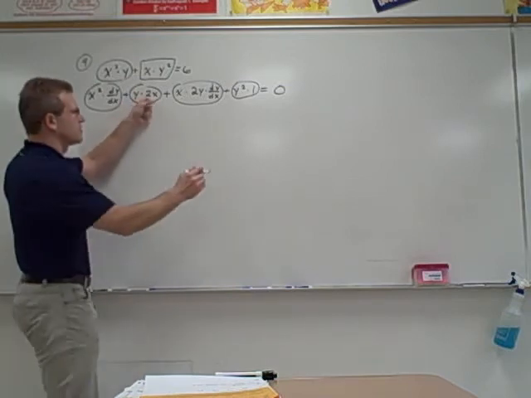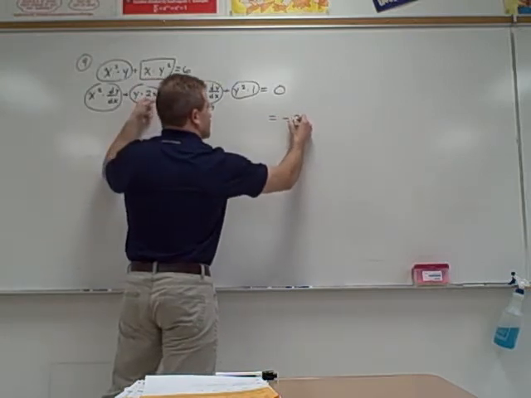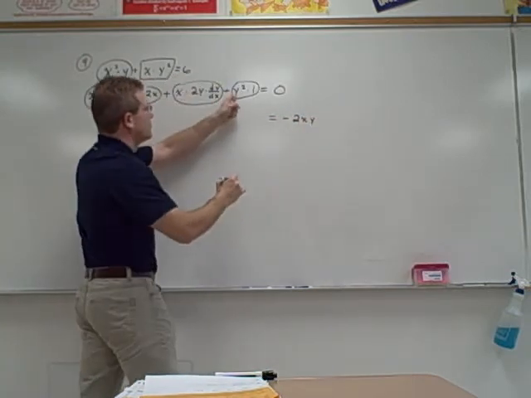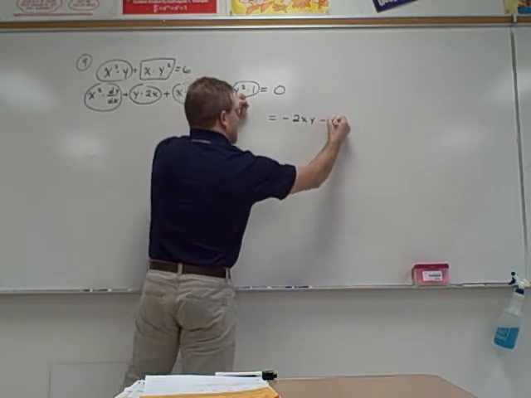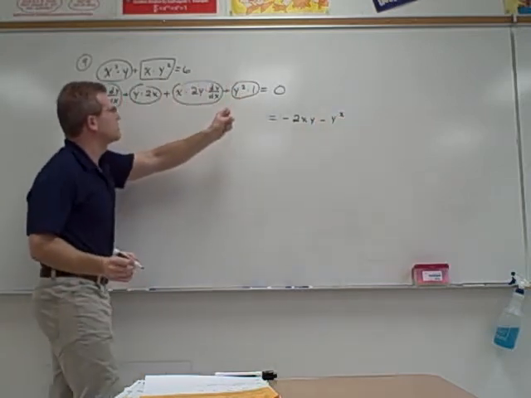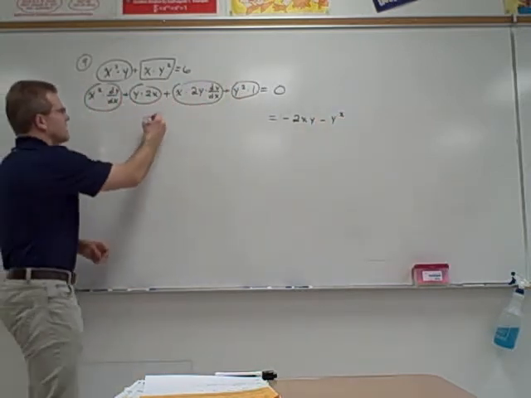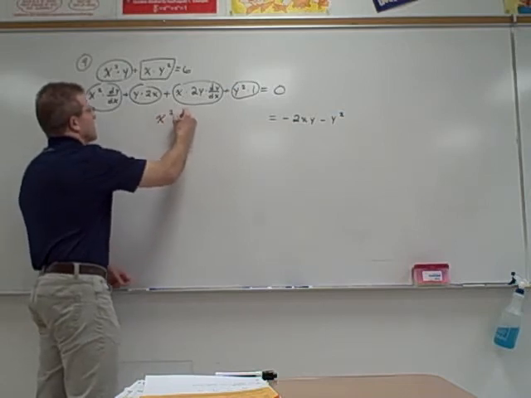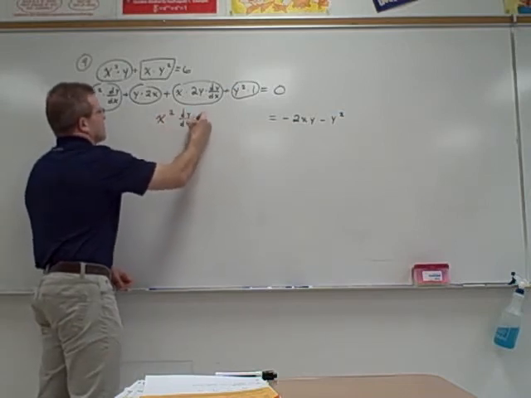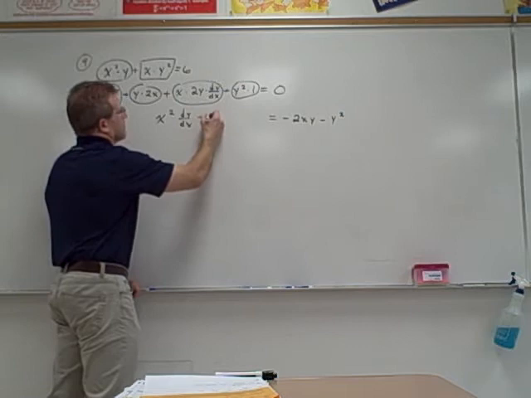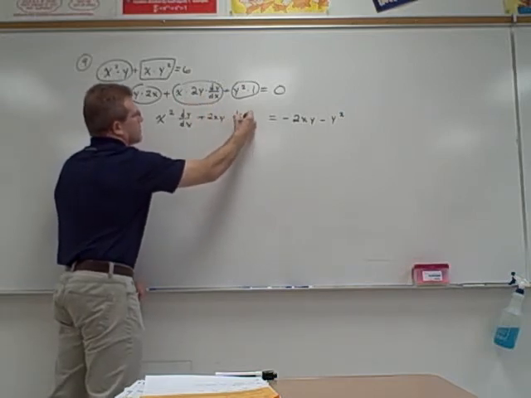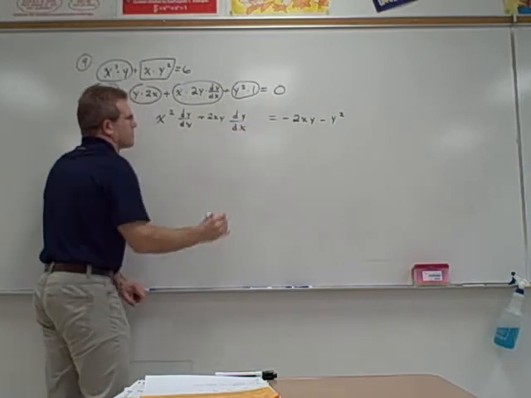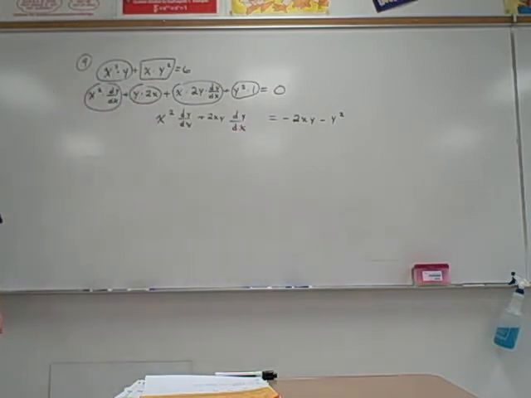2xy over here, I'm going to move that to the right side by doing minus 2xy. Move this y squared to the other side by subtracting y squared off both sides. Everything else that has the dy dx, leave that on the left side. And instead of x2y, I'm going to call it 2xy. Normally we just put things in alphabetical order. So that's step 2 on most problems that involve implicit differentiation.